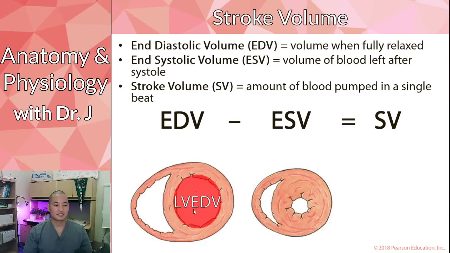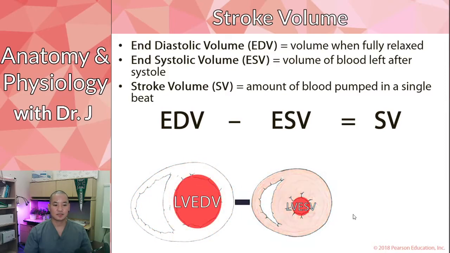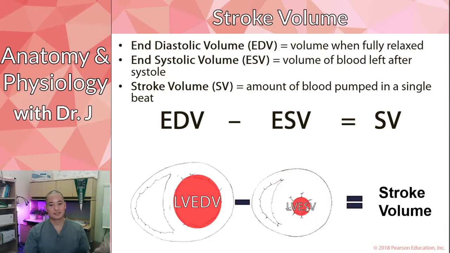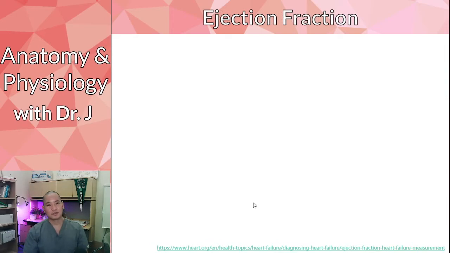So again, this is our left ventricle end diastolic volume. Here's our left ventricle end systolic volume. The difference between this and this, that is our stroke volume. That difference in volume between that. So that's how you're able to calculate your cardiac output. You multiply your heart rate by stroke volume. Now, why do I bring this up?